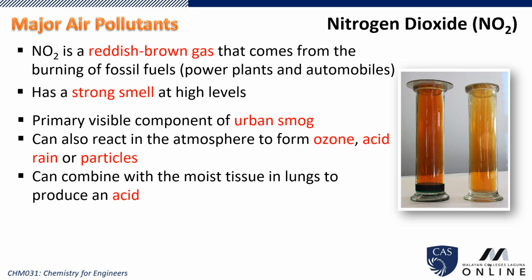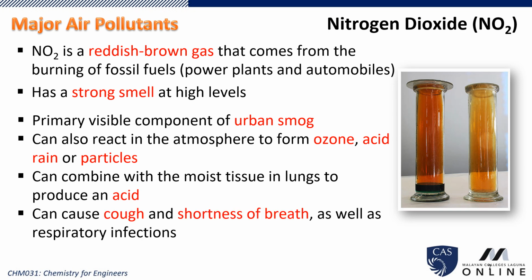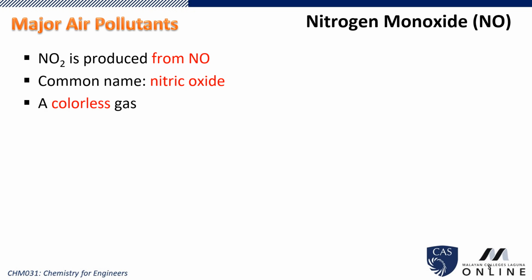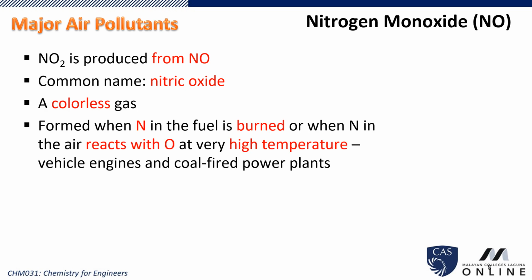Nitrogen dioxide can also combine with the moist tissues in the lungs to produce an acid. They can cause cough and shortness of breath, as well as respiratory infections. Now, nitrogen dioxide is produced from nitrogen monoxide. The common name for nitrogen monoxide is nitric oxide, and it is a colorless gas. They are formed when the nitrogen in the fuel is burned or when the nitrogen in the air reacts with the oxygen at very high temperatures, such as in vehicle engines and coal-fired power plants.